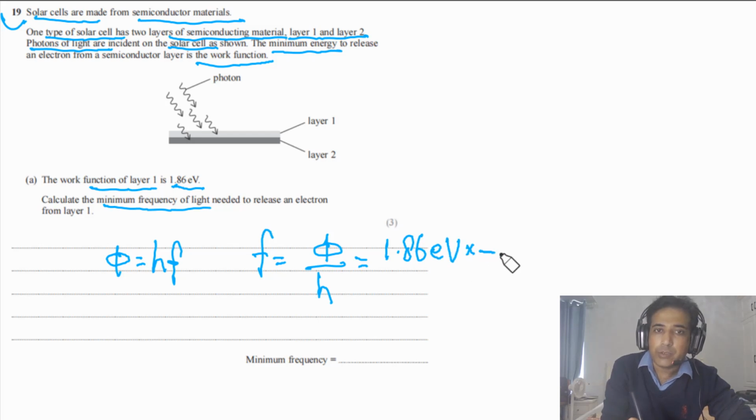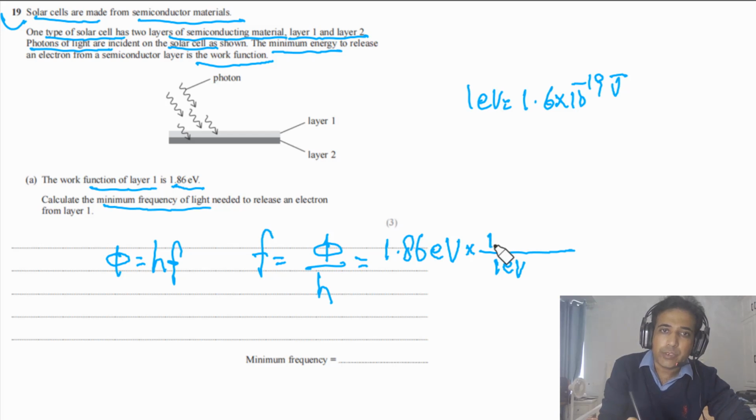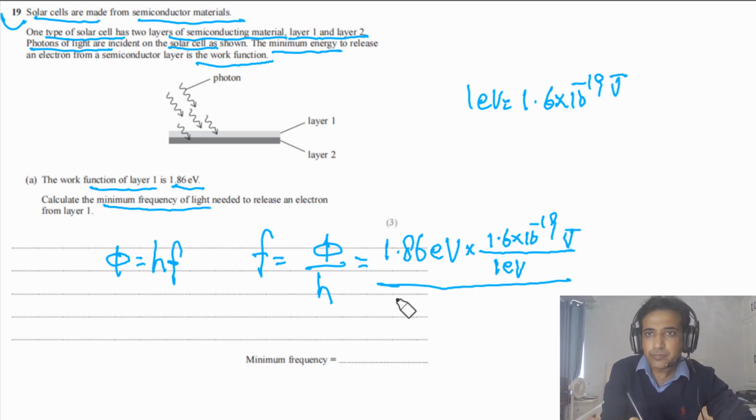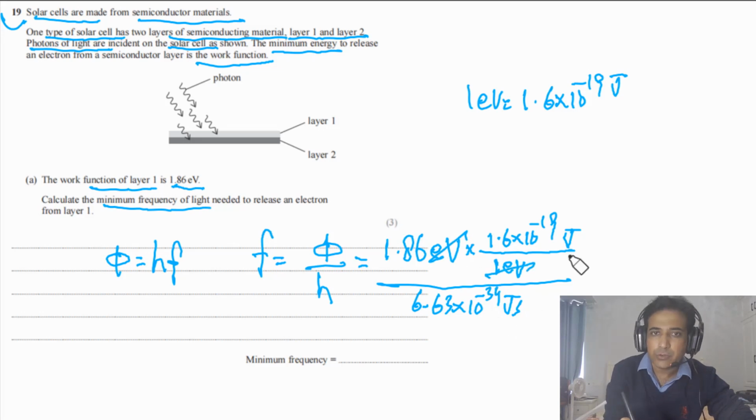We need to convert this into joules and get rid of the electron volt. 1 electron volt is equal to 1.6 times 10 to the minus 19 joules. So we write here 1.6 times 10 to the minus 19 joules. This is how we convert units, divided by Planck's constant, which is 6.63 times 10 to the minus 34 joule seconds. So electron volt will be cancelled with electron volt, and this is in joules now. If we simplify this, we will get 4.49 times 10 to the 14 hertz.